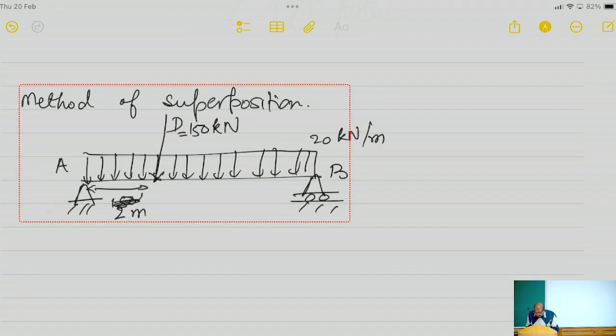Did I solve this in the last class or no? I'm not sure. I don't think so. Okay.